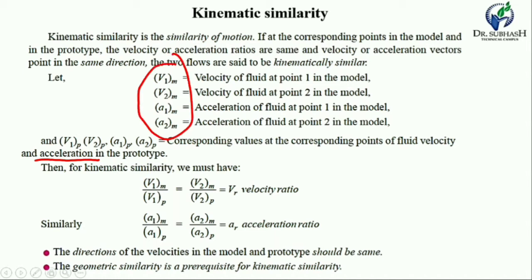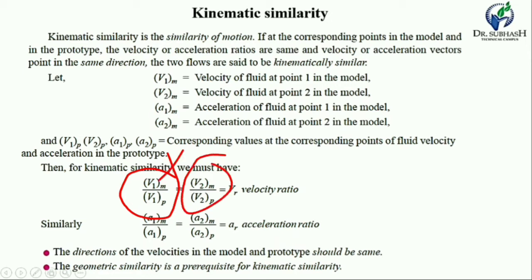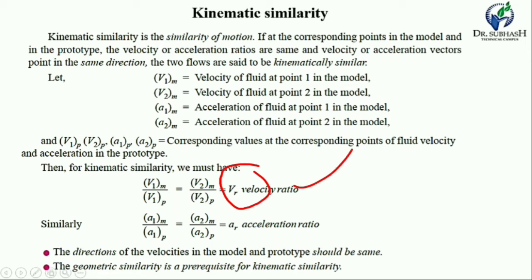This value is for the model and all these values are for the prototype. Now, for kinematic similarity, we must have the ratio of velocities at point 1 for model to prototype, and the ratio of velocities at point 2 for model to prototype, be a constant. We can say that VR is the velocity ratio. It must be constant, or both having the same value.